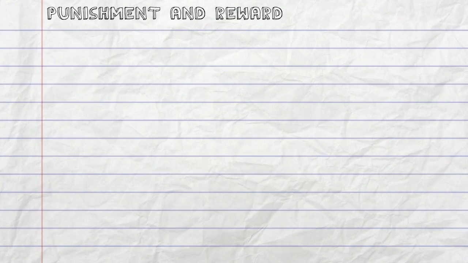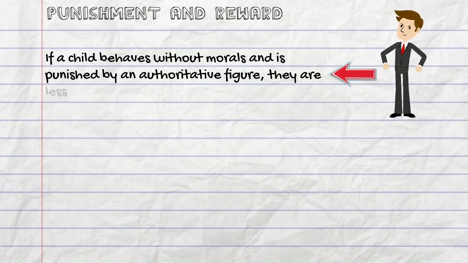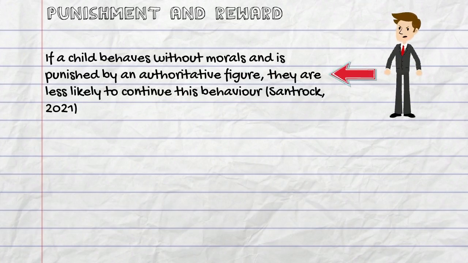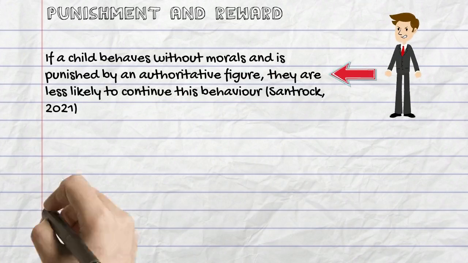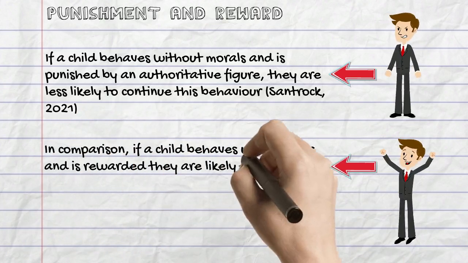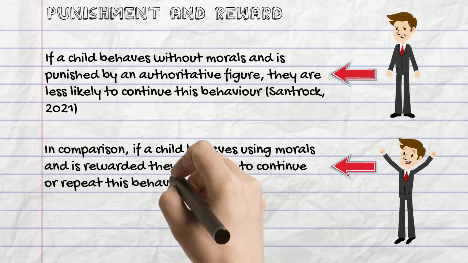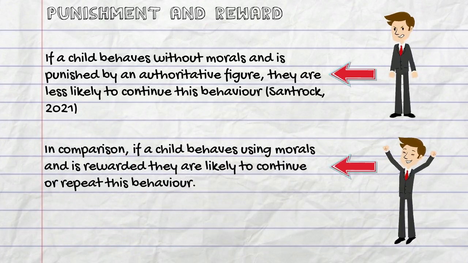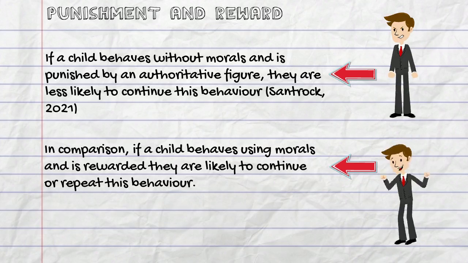Sandrock also suggests that moral behavior can be influenced by punishment and reward. For example, if a child behaves without morals and is punished by an authoritative figure, they are less likely to continue this behavior. In comparison, if a child behaves using morals and is rewarded, they are likely to continue or repeat this behavior. For instance, if a child is rewarded for sharing their toys with others, they are more inclined to repeat this action.